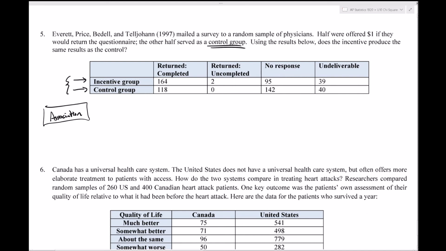You can also argue that these are two different populations. It's kind of hard to do that though for this situation, since one of those variables is whether or not they got the incentive, not necessarily two different groups of people. So yeah, we would go with association. So I'd probably stick by association and defend that one a little bit better than defending the situation where it's a homogeneity test. So I'd go with association.